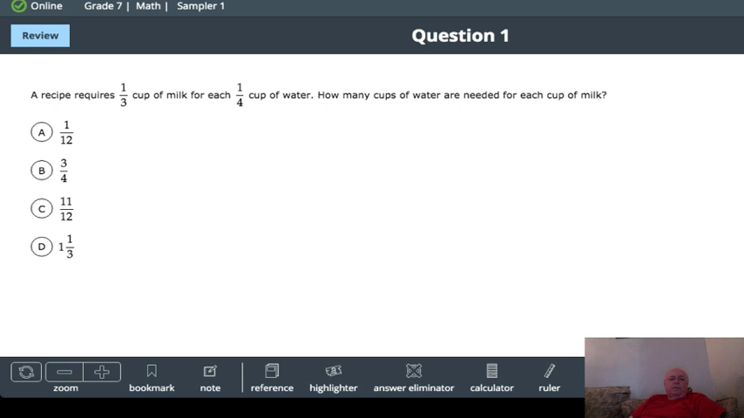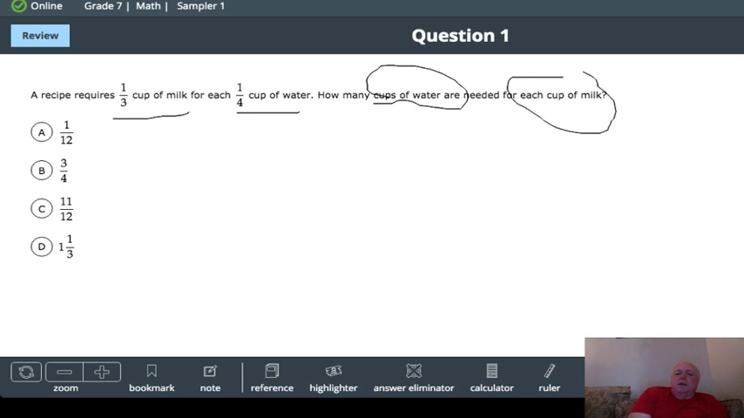Okay, so the first question is: a recipe requires 1/3 a cup of milk for each 1/4 cup of water. How many cups of water are needed for each cup of milk? There's a few ways to do this. Let me bring up a pencil thing here. So we have 1/3 a cup of milk and 1/4 cup of water. They want to know how many cups of water are needed for each cup of milk.